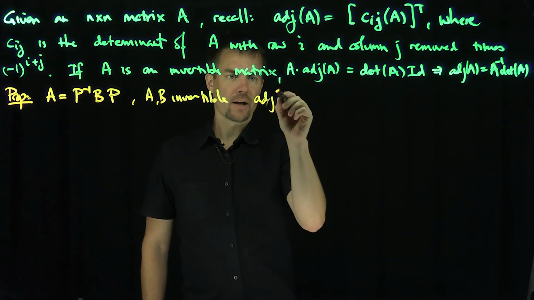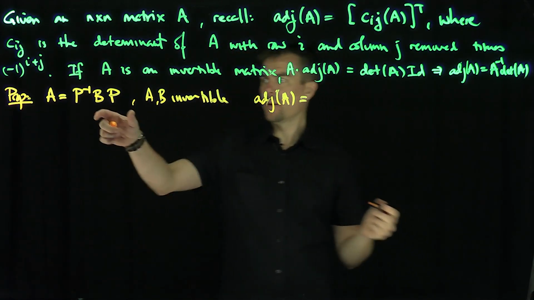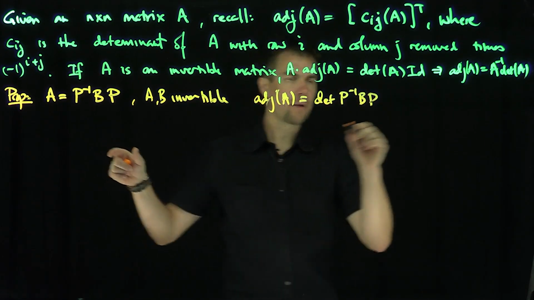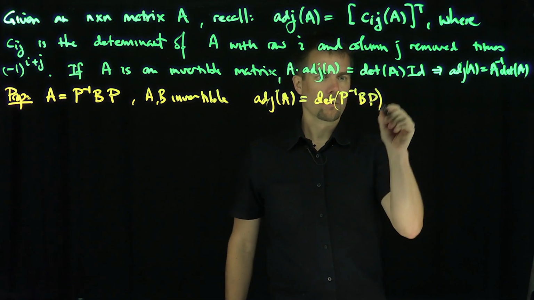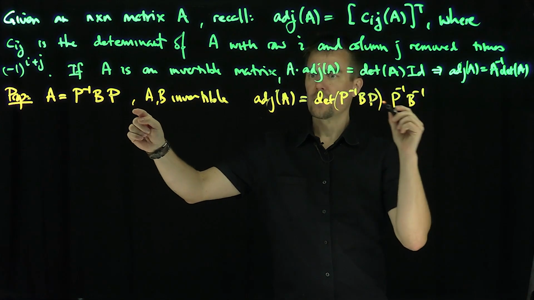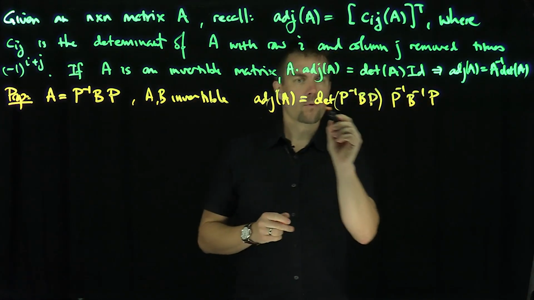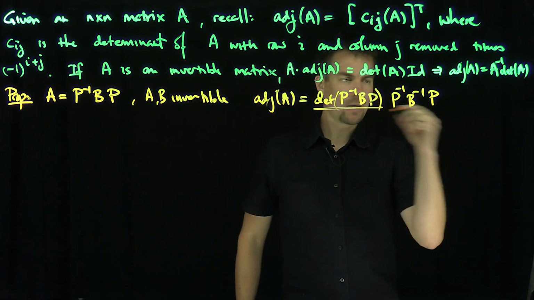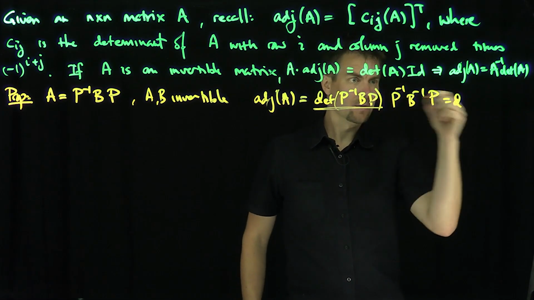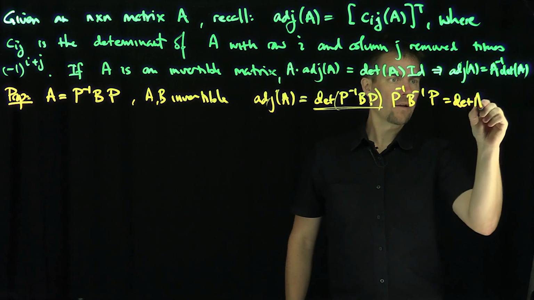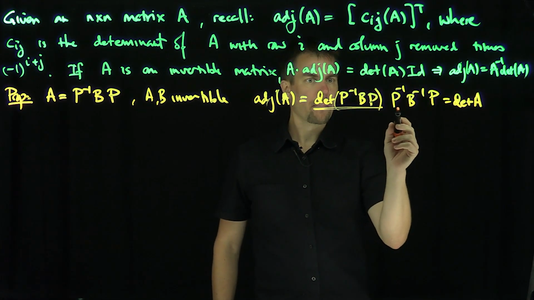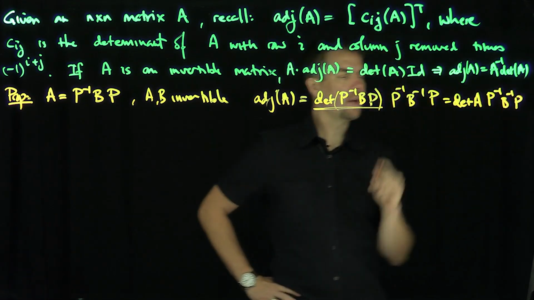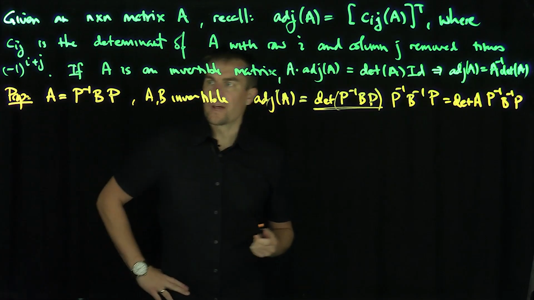Then we can say that the adjugate of A is going to be the determinant of A times the inverse of A, which is P inverse B P, so the inverse is P inverse B inverse P. Now the determinant of A is equal to the determinant of B, so I can write this as the determinant of B times P inverse B inverse P, like that. Okay?